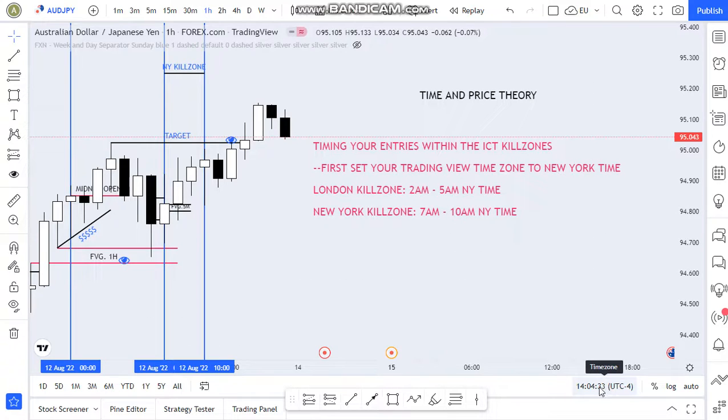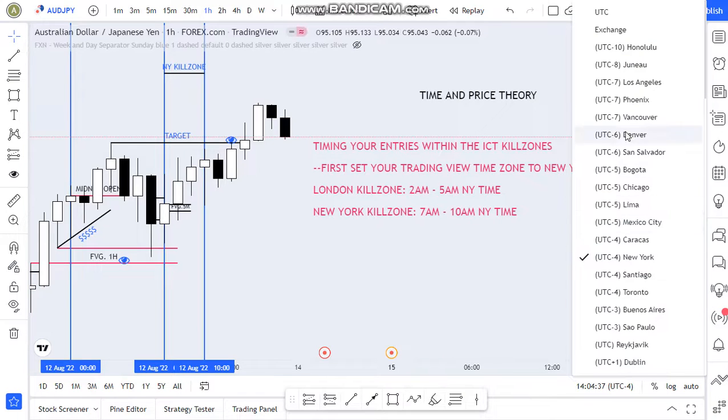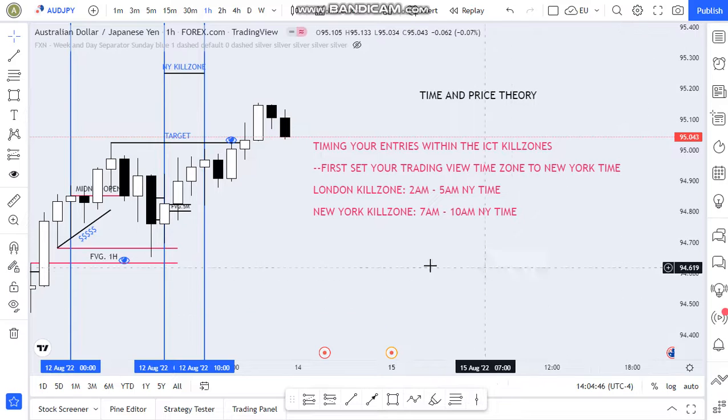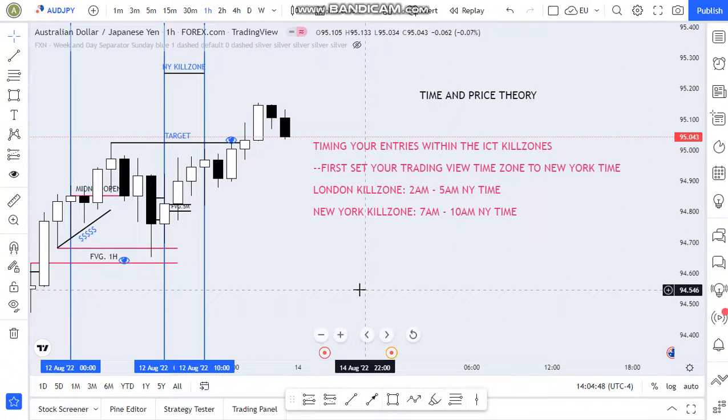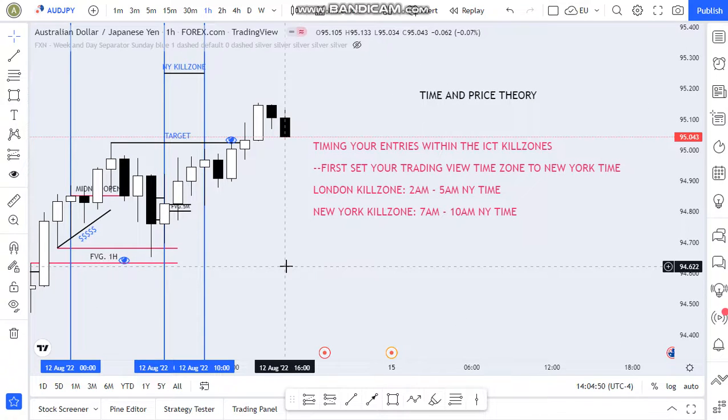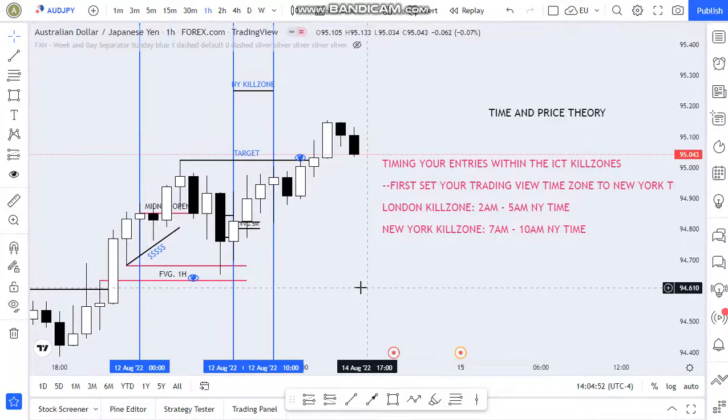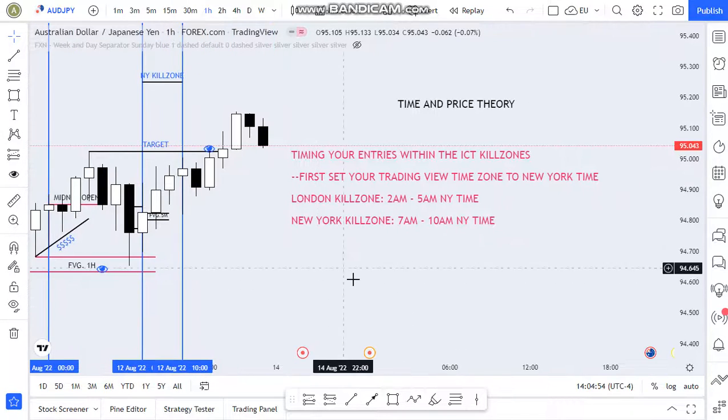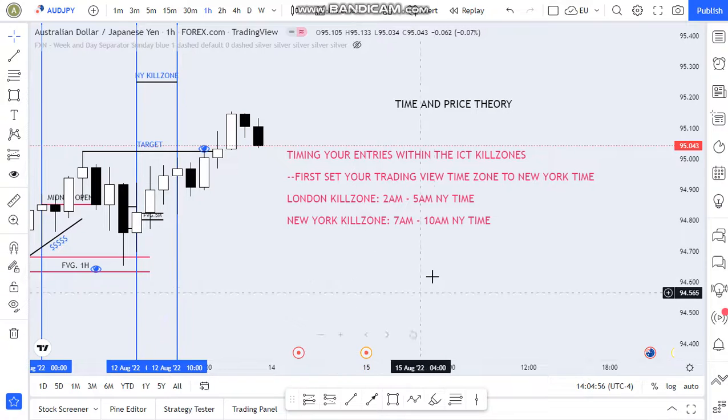You come to the bottom panel here and click on this time zone, and then you look through it and select UTC-4 New York. This is your New York time zone. When you click on it, it will set your time as if you are in New York on the TradingView. After setting it, you should be able to mark your time zones.